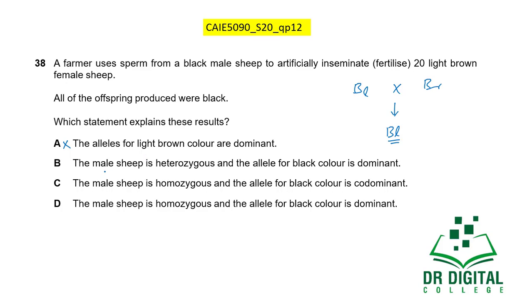We do not know which one is male, whether the male is heterozygous or homozygous. We don't know about it, and this test is also not telling us whether it is dominant, heterozygous or homozygous. In this case, the male sheep is homozygous and the allele for black color is dominant. Once again, we do not know whether the male is homozygous or heterozygous.